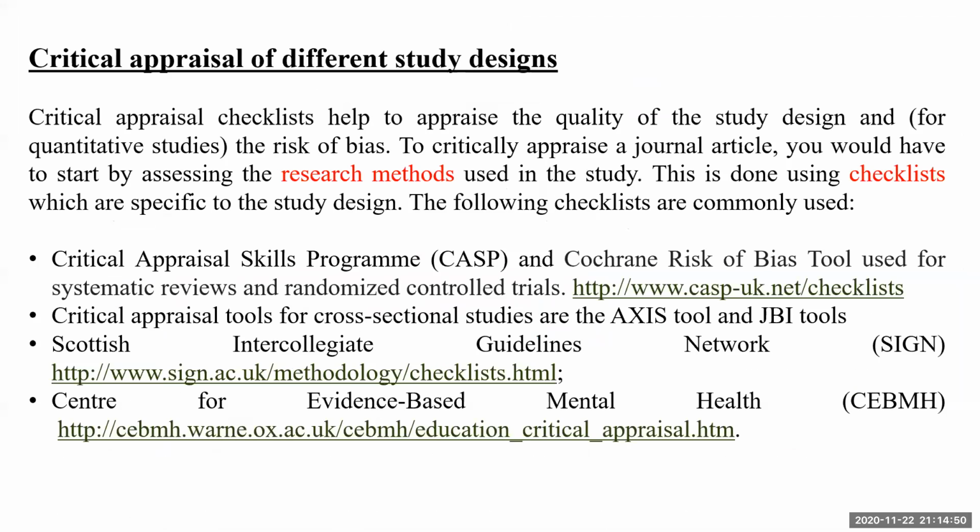How can we do critical appraisal? What are the instruments we use? Critical appraisal checklists help to appraise the quality of the study design for quantitative studies and qualitative studies as well, the risk of bias. To critically appraise a journal article, you would have to start by assessing the research method used in the study. This is done using a checklist, which are specific to the study design.